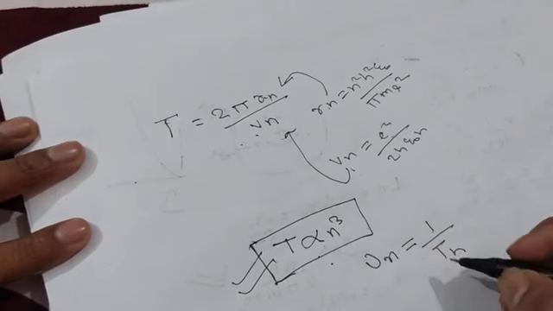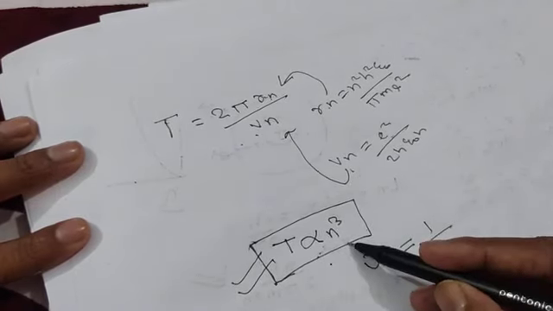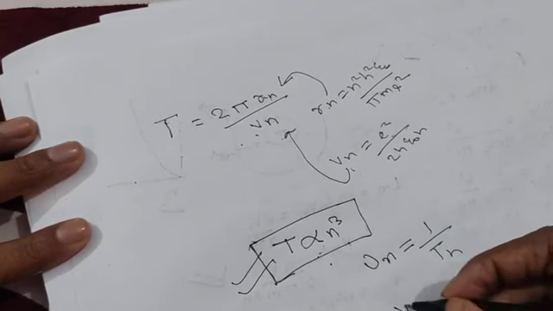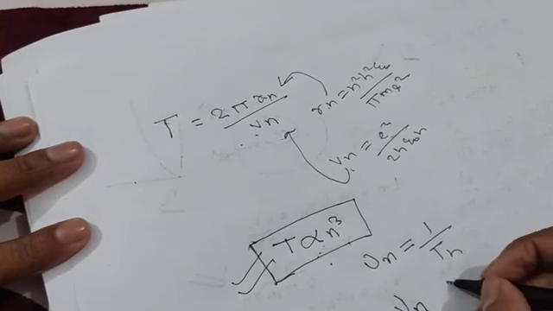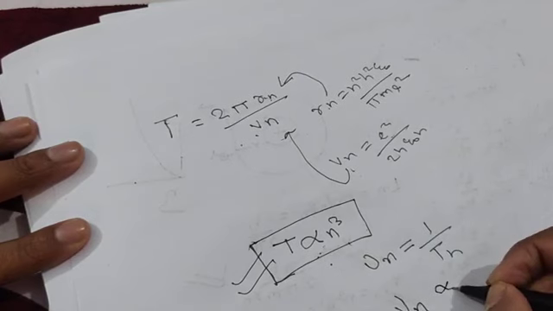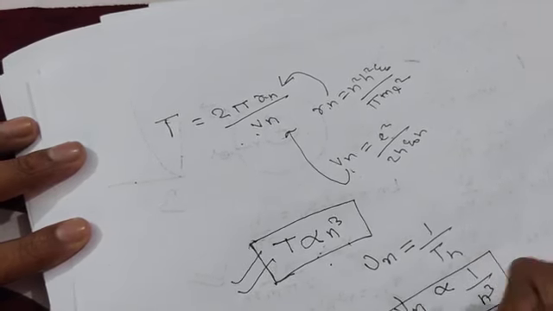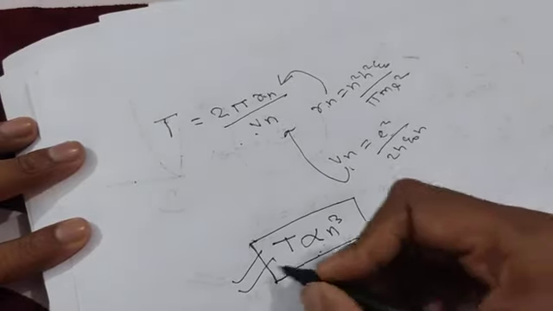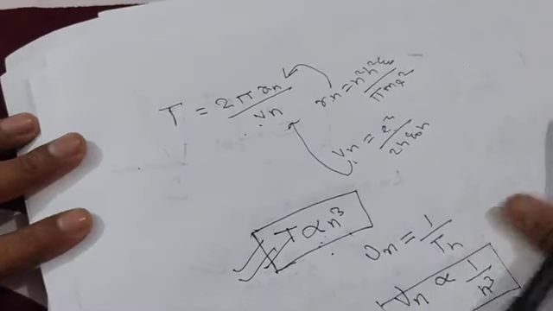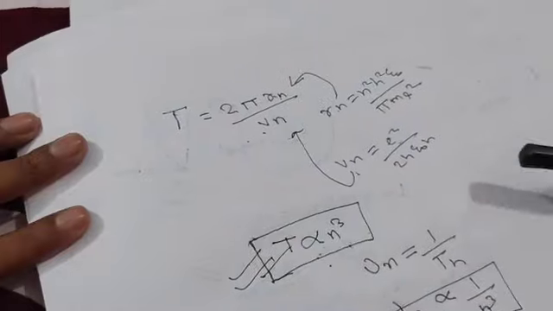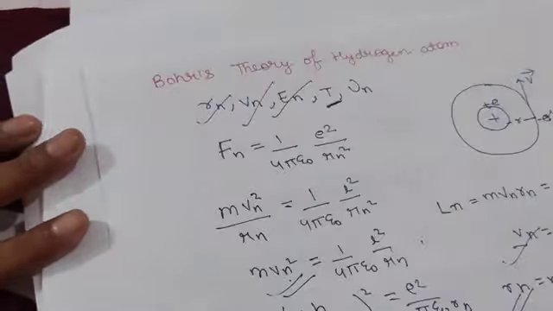So we can say that if T is proportional to n cube, then the frequency is proportional to 1 by T. So this is the frequency, this is the time T. You can easily find it by putting all these values. This is nothing a big deal. So finally we find this and this.